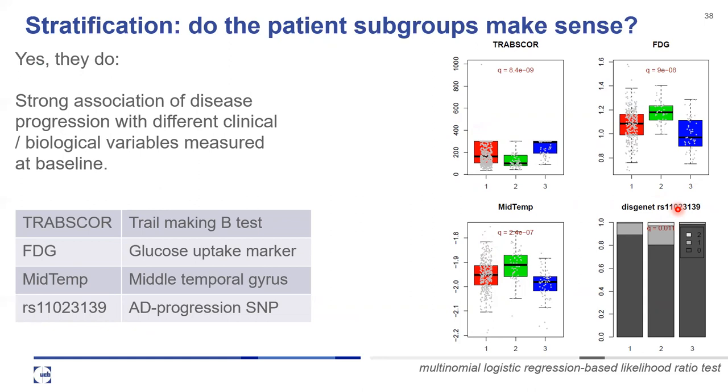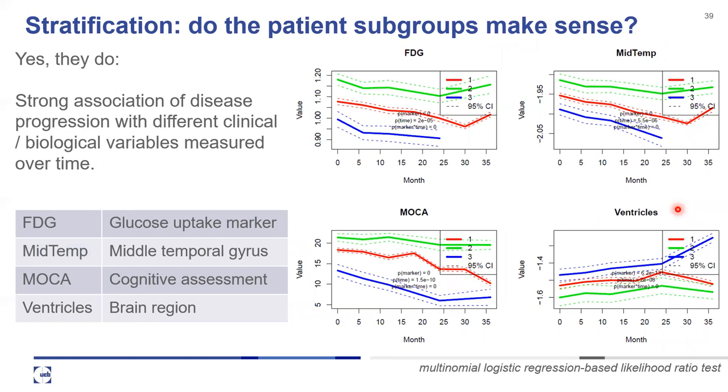So that's interesting. We've derived clusters based on multivariate longitudinal cognitive assessment data, and these results that I showed you in this particular slide suggest that we might indeed be able to predict Alzheimer's disease progression labels using only baseline data. Additionally, we compared this clustering to certain variables that are available over time within ADNI. And again, we can see strong associations with the more severely progressing patients in cluster number 3, for example, showing poorer glucose uptake, smaller middle temporal gyri, more quickly deteriorating MoCA scores, which is another score for tracking Alzheimer's disease progression, and more strongly increasing ventricle size, which is also known from the literature to be associated with Alzheimer's disease progression.